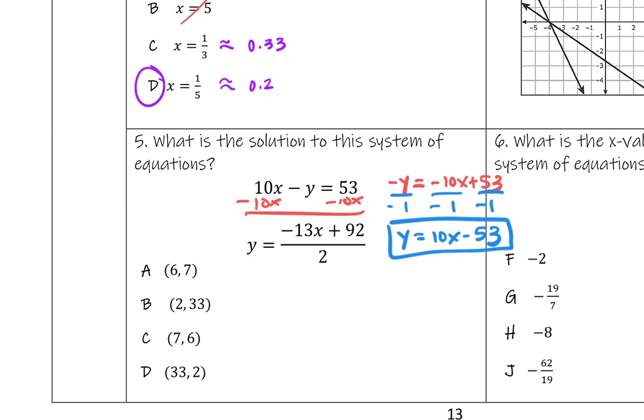So control dog to get a new graph. We're graphing 10x minus 53. And then the other one, enter it exactly the way it looks. So enter it as a fraction. So negative 13x plus 92, and then in the denominator, we're just placing that 2. All right, it wants to know what's the solution. What are they asking for on this graph? What are we interested in? What part of the graph? Where they do what?